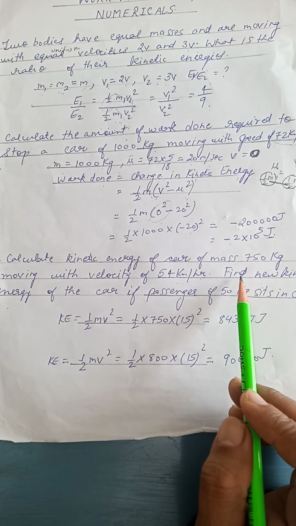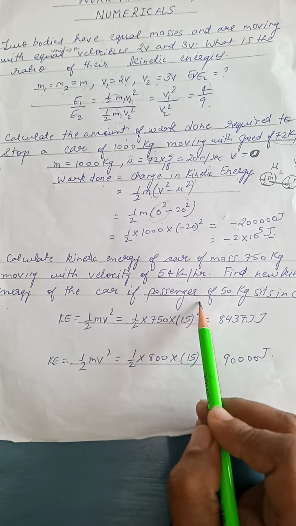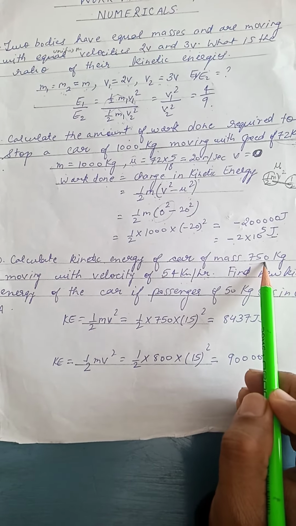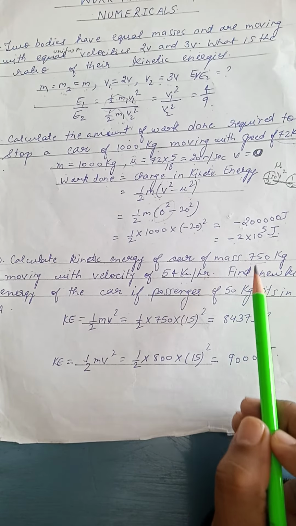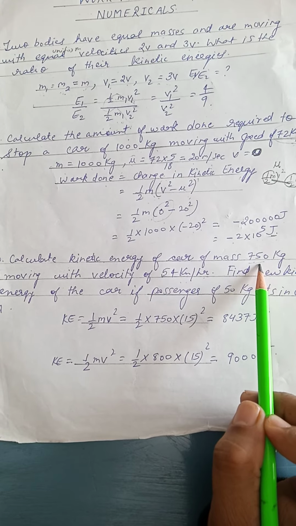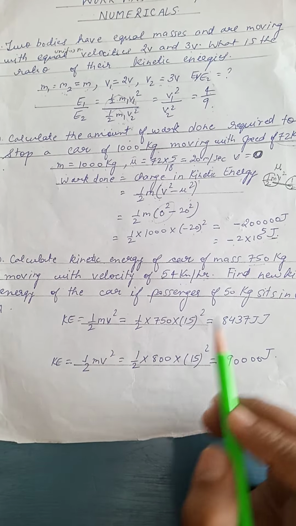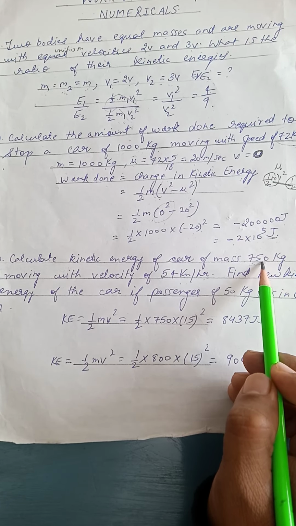Next, what you have to write down? New kinetic energy of the car if a passenger of 50 kg sits in the car. Right now the mass is 750 kg. If a 50 kg person sits in the car, 750 plus 50, the mass will become 800. So in the second kinetic energy calculation, you will not write 750, you will write 800.